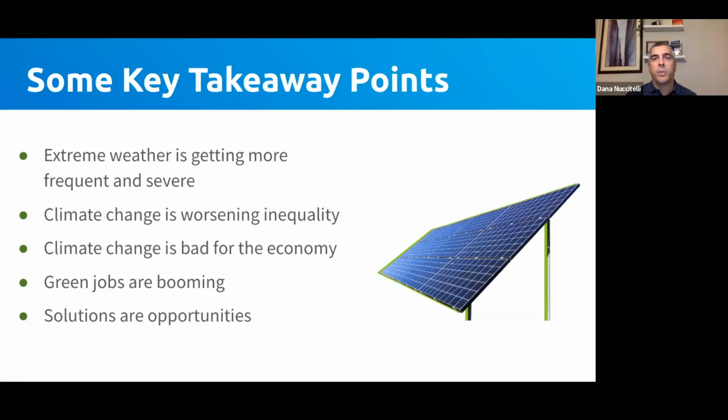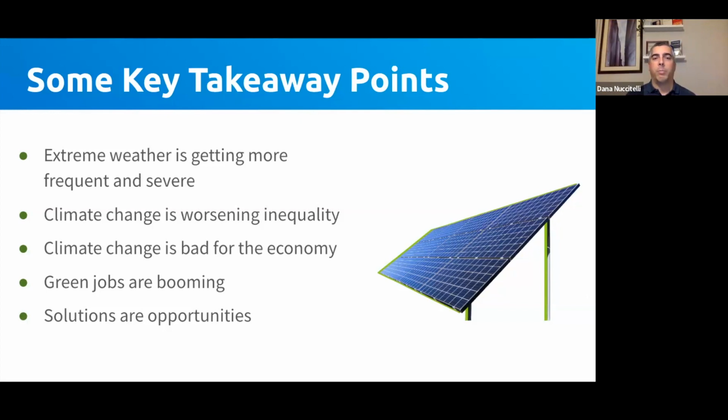So some more general takeaway points. Extreme weather, as we know, is getting more frequent and more severe for a bunch of different types of extreme weather. Climate change is also worsening inequality in the United States. More vulnerable communities tend to be more impacted by climate change extreme events. They then often don't have the resources to as easily rebound and recover from those events. And so it kind of worsens our issue of income inequality.